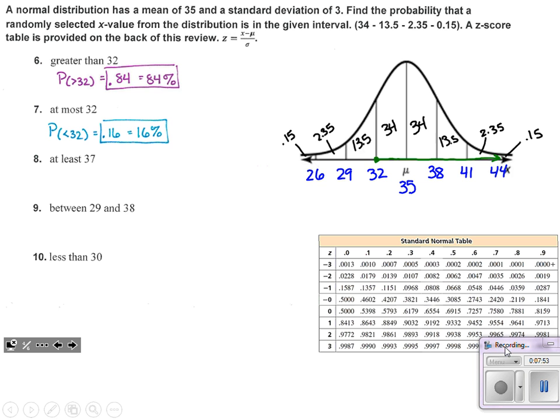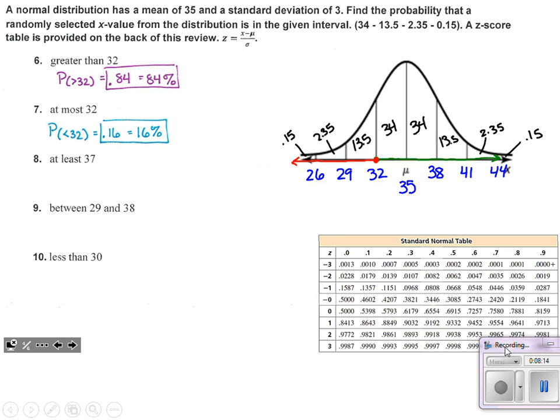All right, at most 32, well, here's 32, and I want that to be the most, so I want everything less, so I'm totaling up the remainder. And since we just found greater than 32, we're just taking the complement of what we just found in number 6, 16%. So different ways of calculating those percentages.